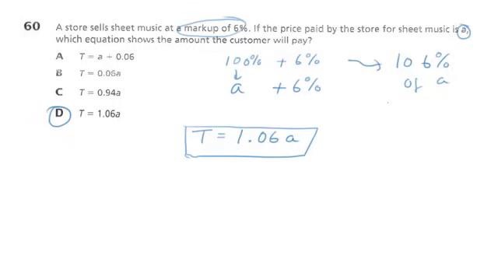I'm looking here now, D is our answer, but A kind of caught my eye just then. If A had said A plus 0.06A, this would have then also been correct, because A plus 0.06A would have been the same as 1.06A. It didn't have this A, and so it is not the same thing. D is your answer for number 60.